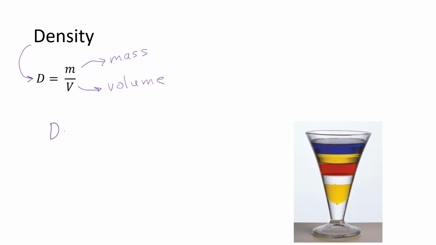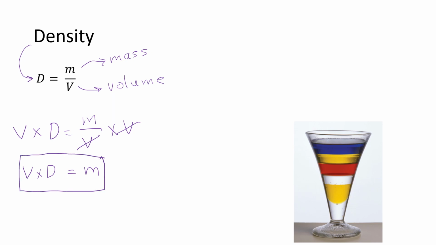So if I start with density equals mass over volume, and I multiply the side by v to cancel it out, I've got to multiply the other side by v as well. And so I end up with volume times density is equal to mass because the v's cancel out. So that's one other form of this equation. It is now solved for mass. We just take the volume and multiply it by the density.